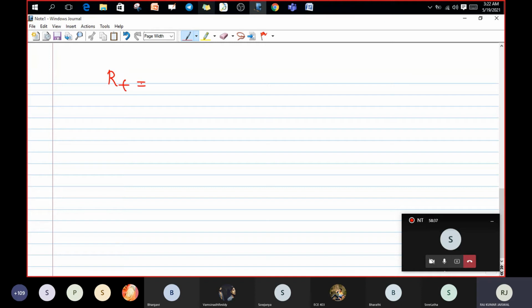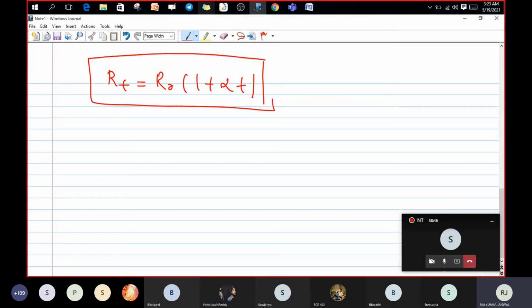RT equals R naught (1 plus alpha T). You could write a note, and you write RT equals R naught (1 plus alpha T). This is a very important equation. RT equals R naught (1 plus alpha T).